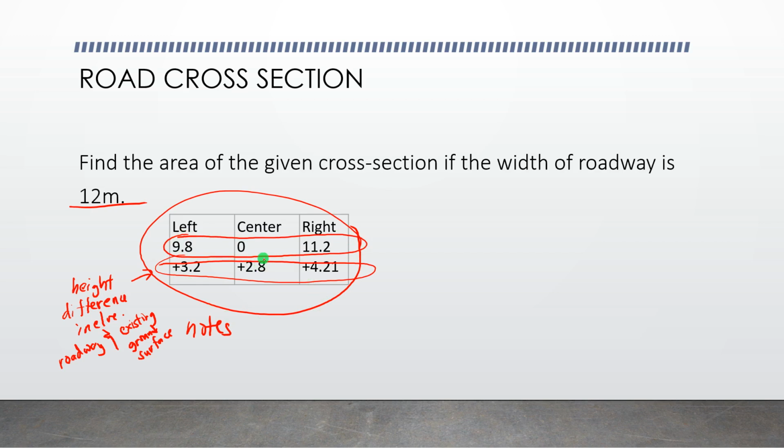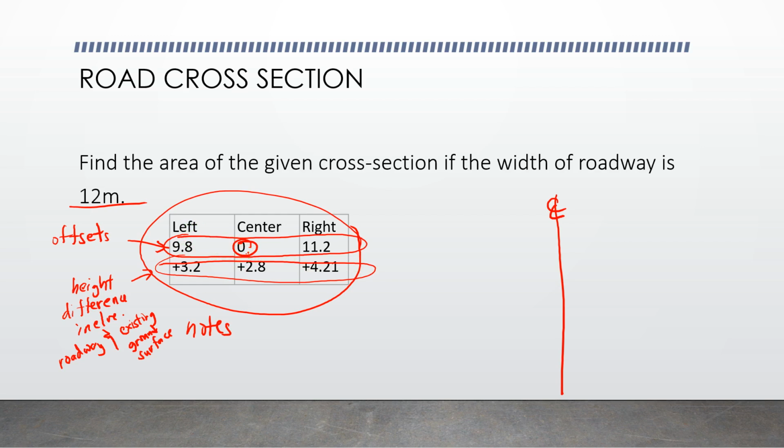So these values are what you call the offsets, the horizontal offset from the center line of the roadway. So say this is the center line of your roadway. These offsets are measured from the center of the roadway. As you can see here, at the center we have a value of 0.